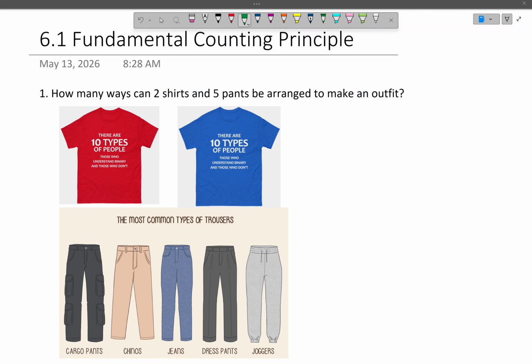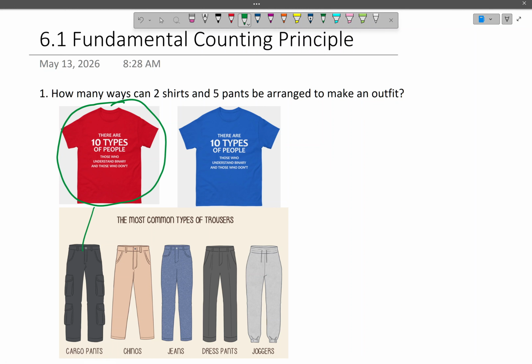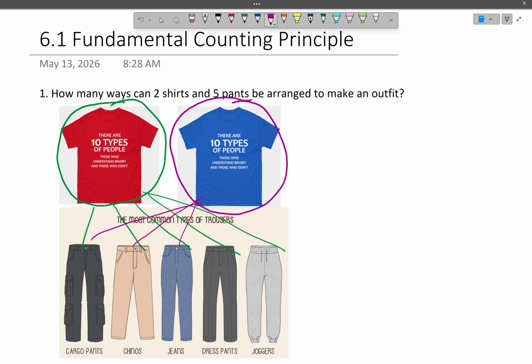So what we're going to do is we're going to just think about this. If we have this red t-shirt chosen, then we have 1, 2, 3, 4, 5 options, right? 1 per pair of pants. If we have this blue t-shirt chosen, we have 1, 2, 3, 4, 5 options. You could count it up. And because there's 5 and 5, we have 10 options.